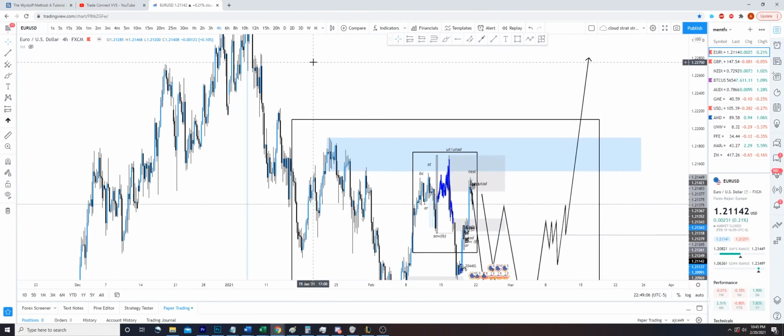So again, I hope this video helped explain to you a little bit about how structure can very much influence the moves in this market, and how understanding that structure can shift on multiple time frames will completely change when and where and at which order blocks you actually want to get involved in.